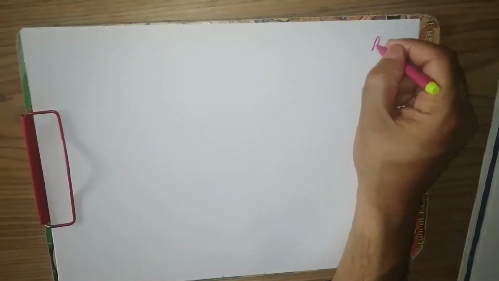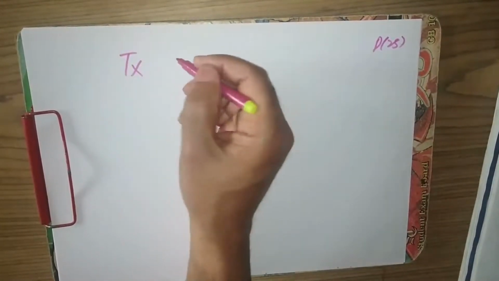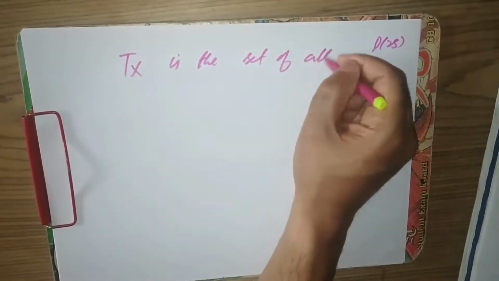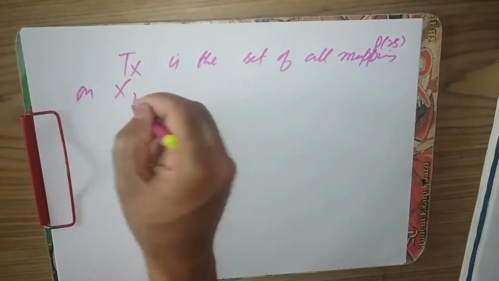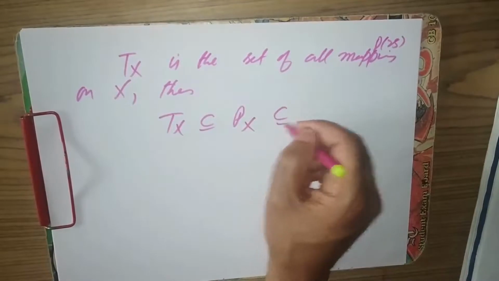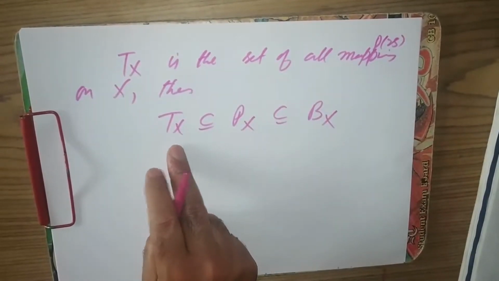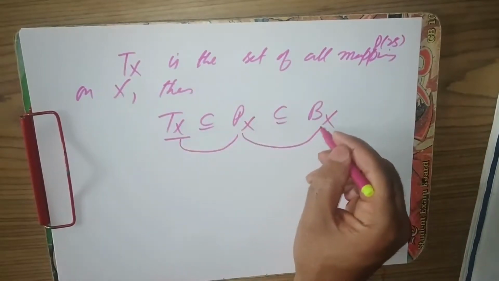And next, we have another sub-semigroup of Px. Let's take Tx. Tx is the set of all mappings on X. Then this Tx is a subset of Px, and Px is a subset of Bx. And we know that this Tx is a semigroup with respect to composition of mappings. Therefore, Tx is a sub-semigroup of Px and Px is a sub-semigroup of Bx.